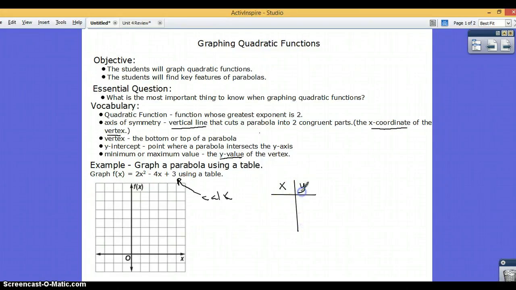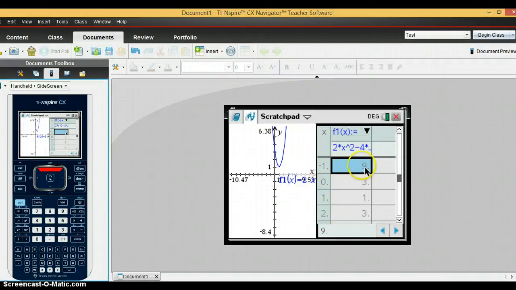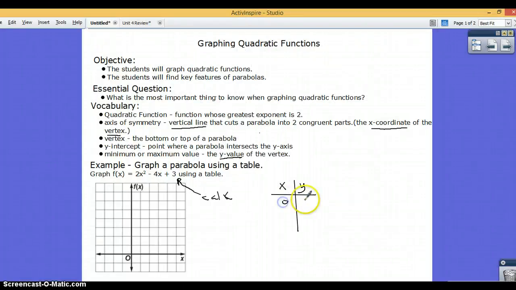So x, y, in this case I'm going to use 0, 3, 1, 1, and 2, 3 to graph this, because this is my vertex. You always want to use the vertex when graphing. Alright, so 0, 3, 1, 1, and 2, 3. I didn't quite hit it, but you get the point.